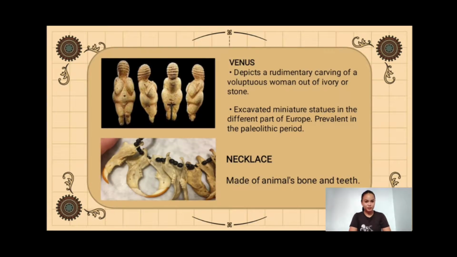In the next picture, this is a miniature statue called Venus. It depicts a rudimentary carving of a voluptuous woman out of ivory or stone, and it is an excavated miniature statue in different parts of Europe that is prevalent in the Paleolithic period. Next, we have here the bones or teeth of animals that our ancestors had caught. Before, if a person caught a bear, then they would remove its tooth and make it their necklace, wear it as their trophy, or to show people that they are good at hunting.